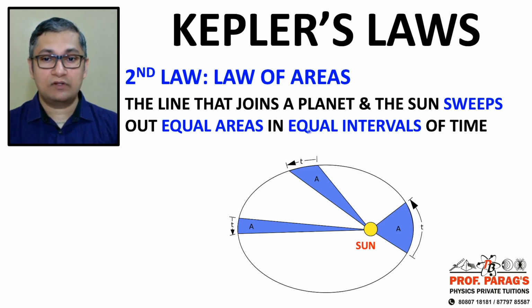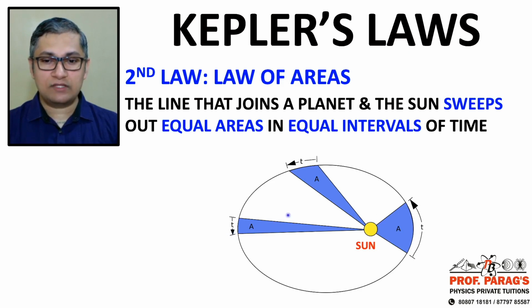if the time is the same, that's what the law is saying, equal intervals of time. So if the time is the same, then although their shapes are different, the areas will be equal areas in equal intervals of time. And you can see as the planet goes further away from the sun, here the radius vector r is quite long, and again it is sweeping out some area, and the area will be the same if the time is the same.